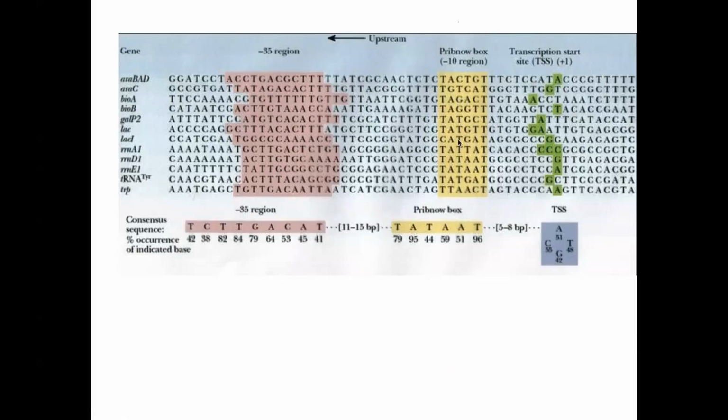But the general consensus for the Pribnow box for most genes within the E. coli genome is going to be TATAAT. And for the -35 region, TTGACA. Those are the consensus sequences. And again, both of them are uniquely recognizable by the sigma subunit of the RNA polymerase that allows for initiation of a transcriptional event off of each of these genes at this green boxed nucleotide.